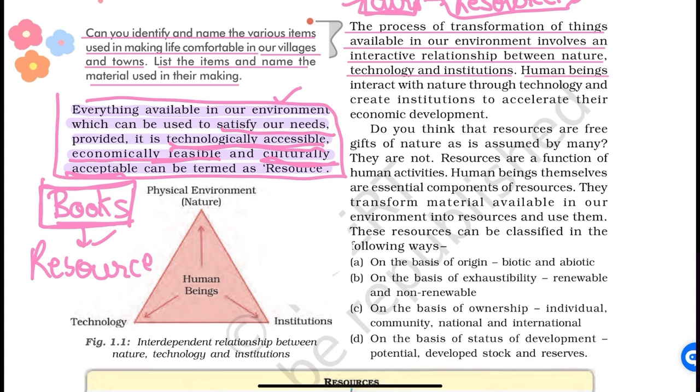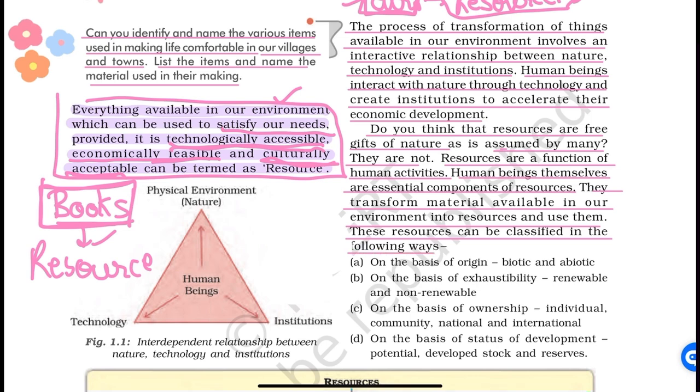Human beings interact with nature through technology and create institutions to accelerate their economic development. Do you think that resources are free gifts of nature as is assumed by many? They are not. Resources are a function of human activities. Human beings themselves are essential components of resources. They transform material available in our environment into resources and use them. These resources can be classified in the following ways.